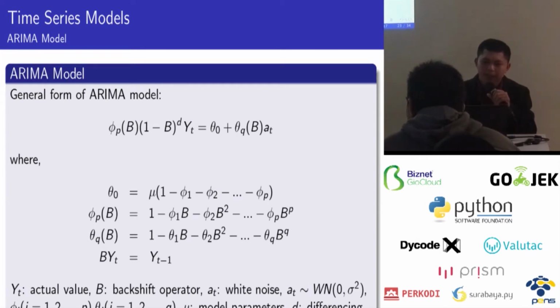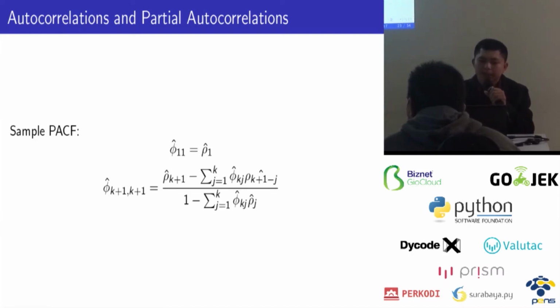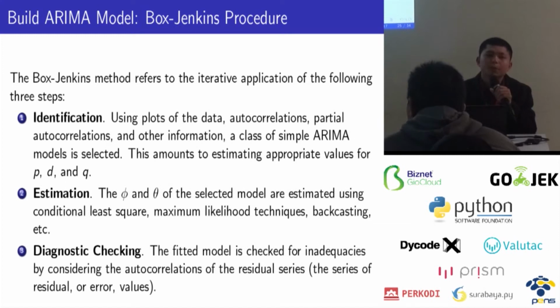Another term is partial autocorrelation. It is related to the previous term, autocorrelation. This term is also used in order to find the correct model in ARIMA. Also, this is the formula of the autocorrelation and partial autocorrelation. And how do we build our ARIMA model?